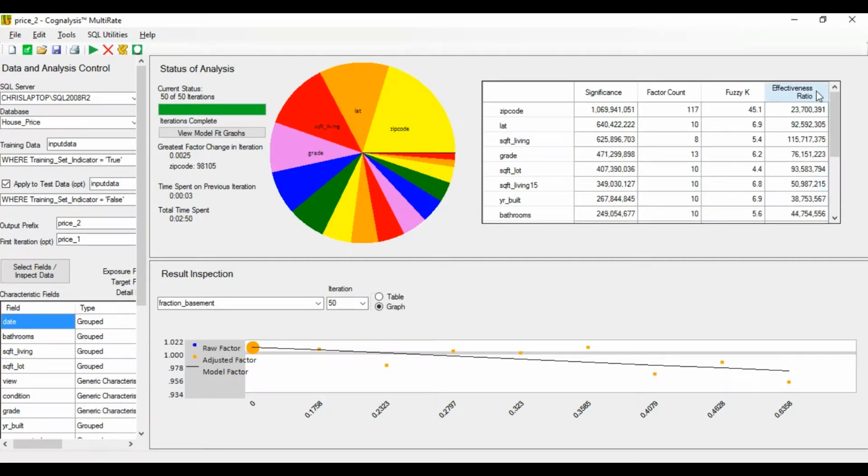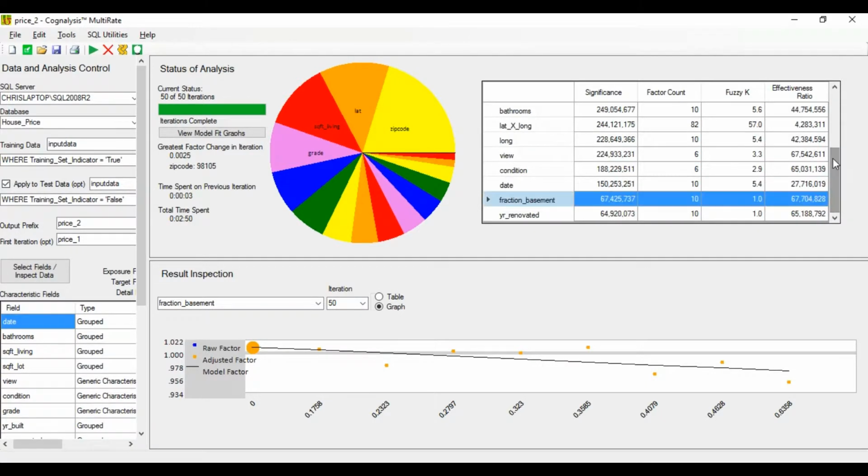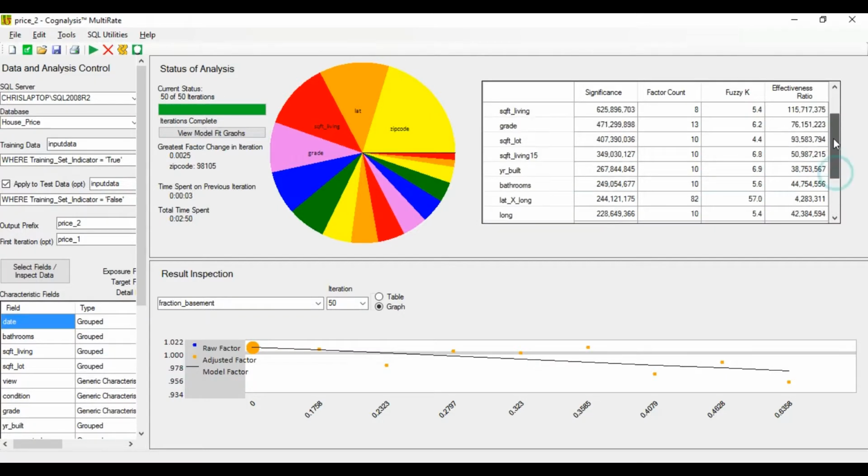And then this final column is the ratio of significance to fuzzy k. So think of that as being how much predictive modeling bang you are getting for your parameter buck. And so we can compare across the different characteristics there. We might look at latitude and longitude and say, yeah, we're getting a certain amount of significance here, but we also have a fairly large number of parameters, a fairly significant amount of additional complexity being added to our model.